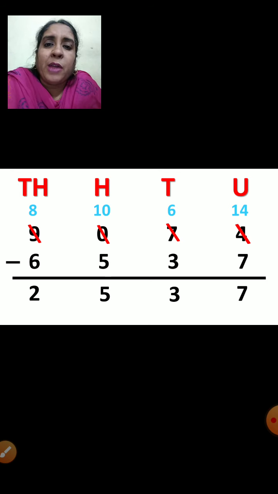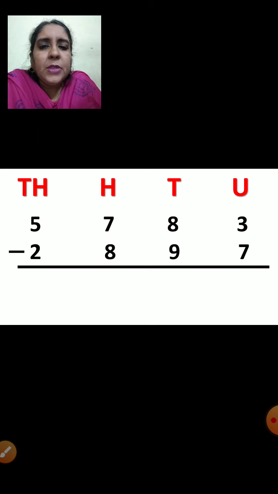2537. This is how you have to do subtraction by borrowing. Now let us do one more sum. Okay, here also you can see the place is written: units, tens, hundred, thousand.